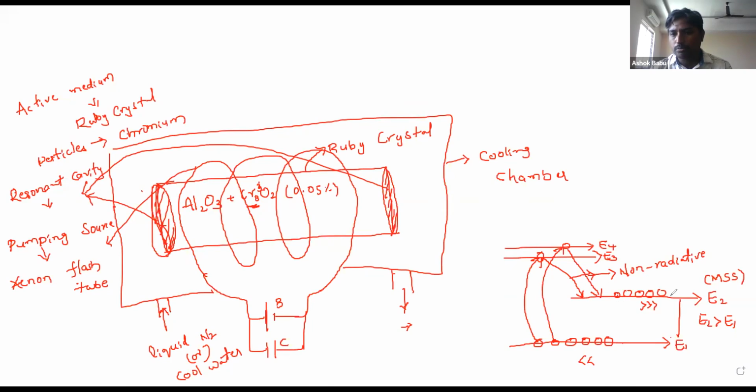So what wavelength is produced in the ruby laser? 6943 angstroms of wavelength is produced, which is in red color.